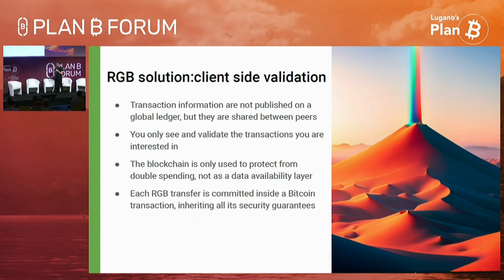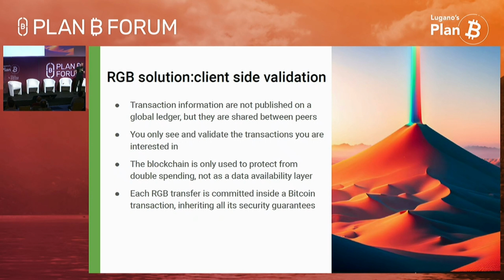So all this information about the transactions that we're doing, if we are transferring, for example, USDT or any other asset or stablecoin, we can keep out of the blockchain, but they need to be committed inside a Bitcoin transaction. Otherwise, we cannot leverage the double spending protection that Bitcoin can offer with all its decentralization and mining distribution. So the way RGB works is that each RGB transfer is committed inside the Bitcoin transaction, and this way we can leverage all the security features of Bitcoin with no trade-offs.